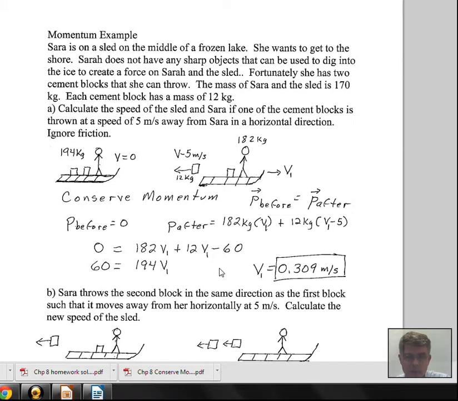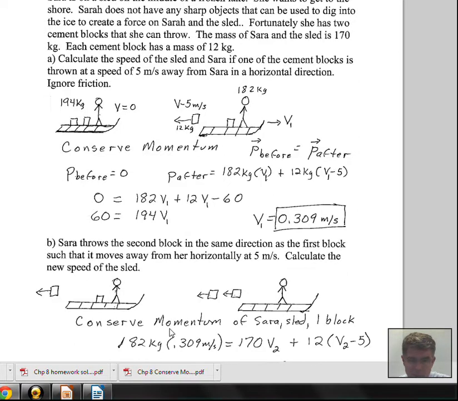So Sarah picks up the second block and throws it in the same direction as the first block was traveling. Now we're just considering the system here of the sled, Sarah, and the one block. This one's out in space just for reference, but Sarah picks up another block and does toss it in the same direction. But Sarah is not tossing two blocks at once in part B of this problem. Sarah's just throwing the other block that was on the sled. So there is momentum beforehand. We're again doing conservation of momentum.